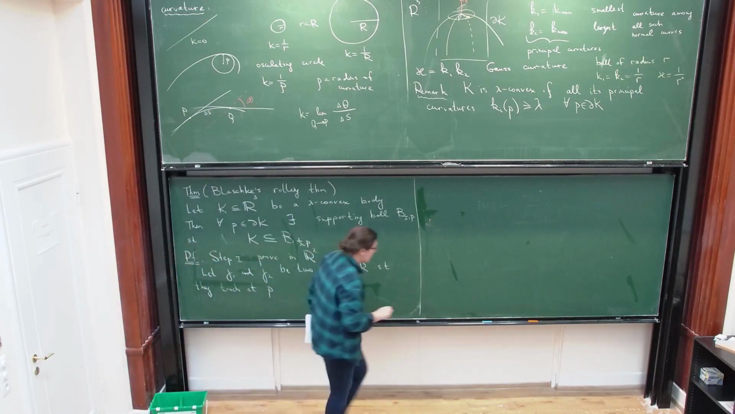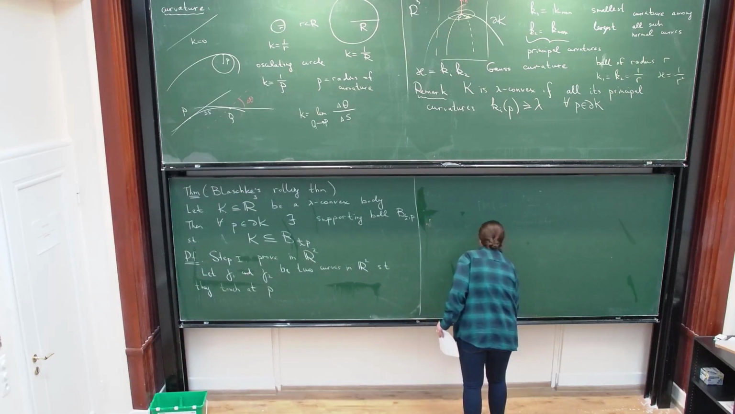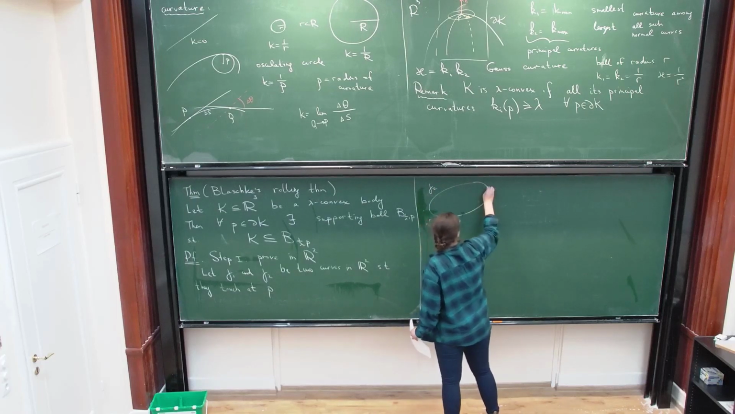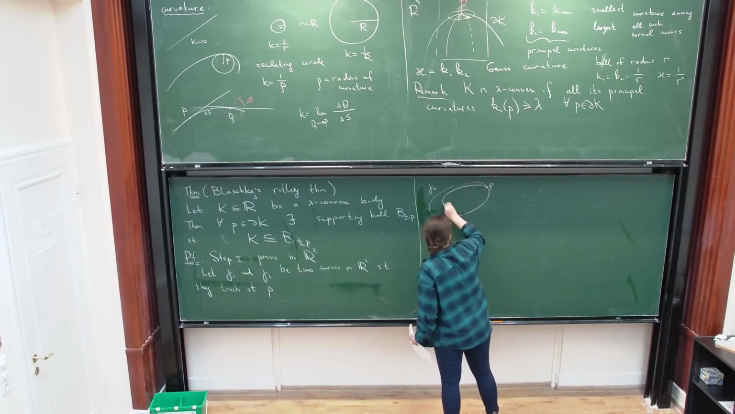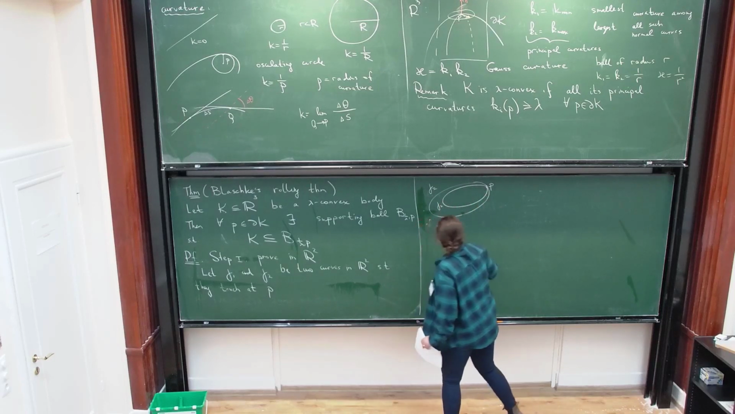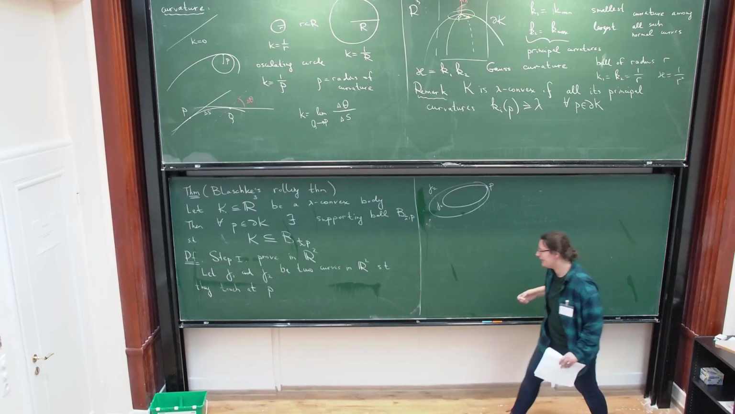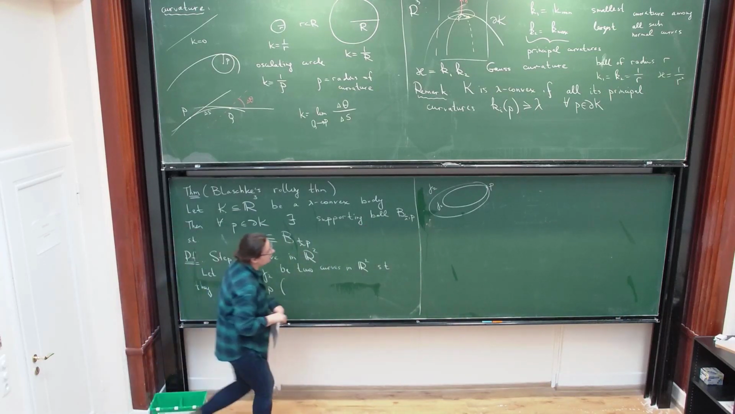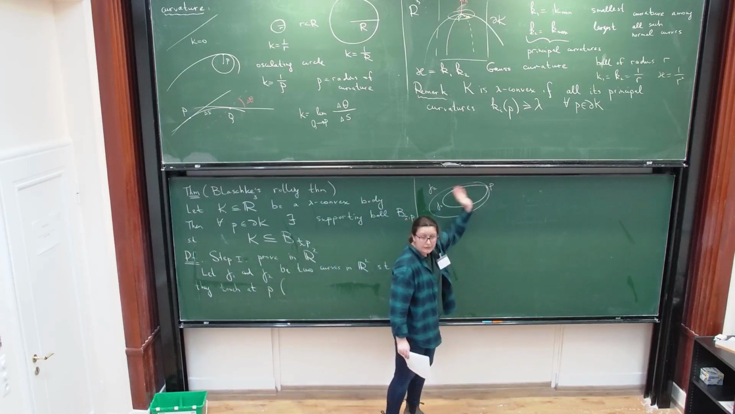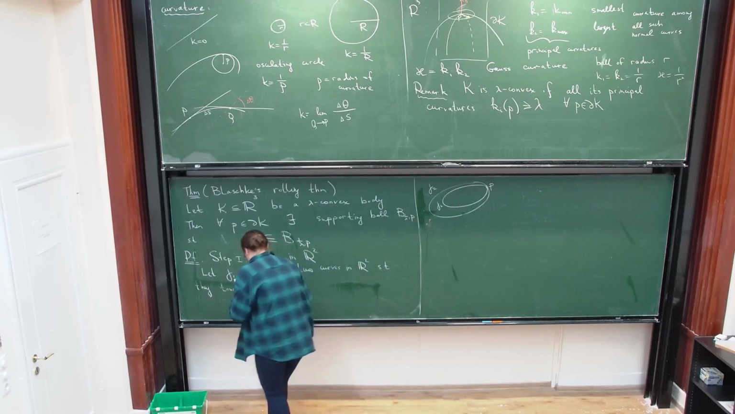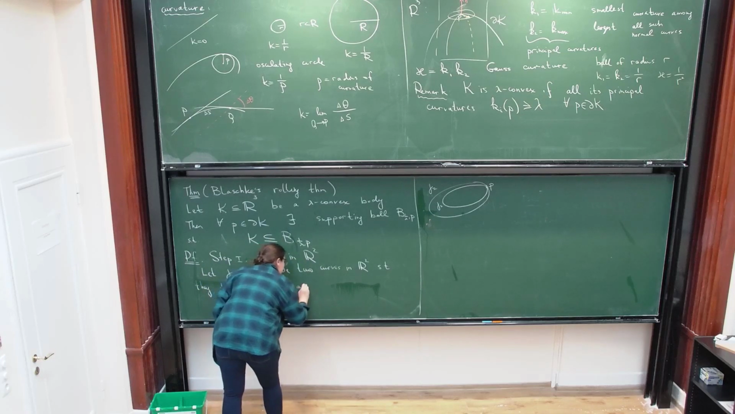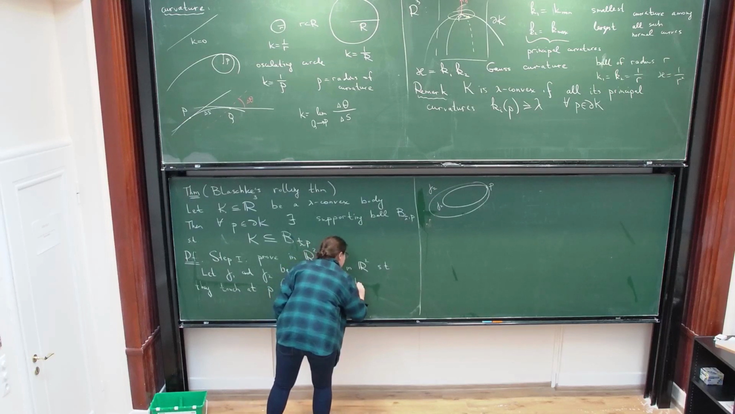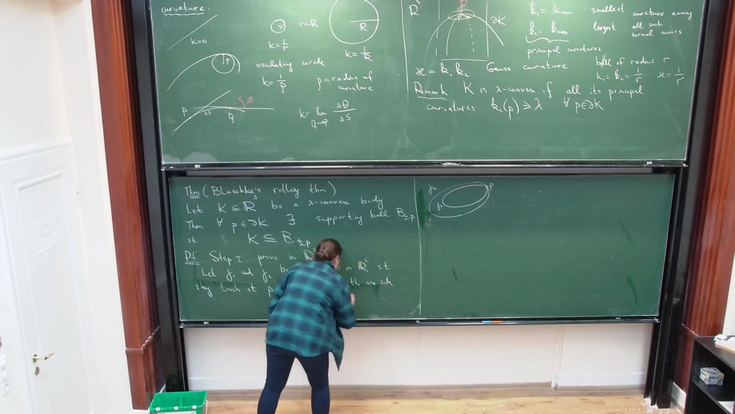So the picture: I have one curve and another curve, gamma 2, that touch at the point P, and also in such a way that both of them lie to one side of the tangent line at this point. Okay, so such that gamma 1 and gamma 2 lie to one side of the tangent.